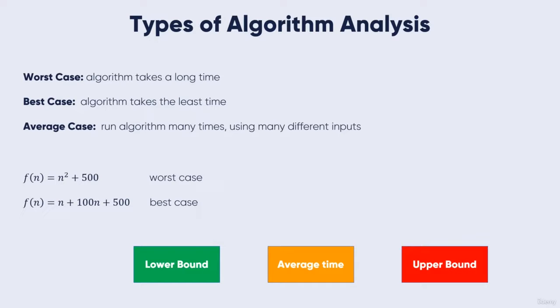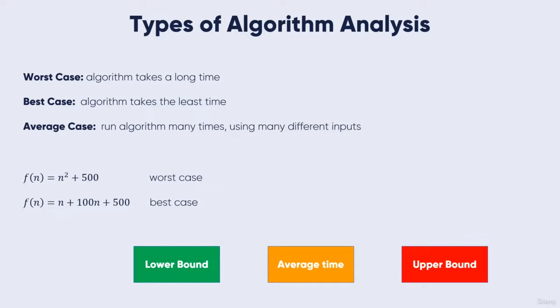The best case defines the input for which the algorithm takes the least time. This is the fastest time to complete. So the best case is where the algorithm takes the least time to be accomplished.